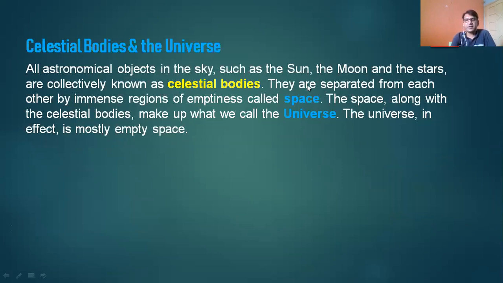They are separated from each other by the immense region of emptiness called space. So these celestial bodies are separated, they are far away from each other through the empty region, which is called space.